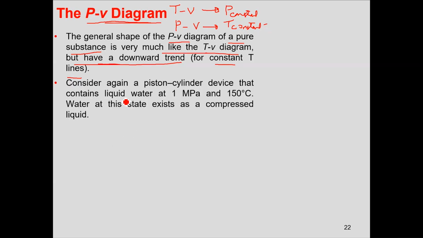It says now consider again a piston cylinder device that contains liquid water at 1 megapascal and 150 degrees centigrade. Water at this state is basically compressed liquid.